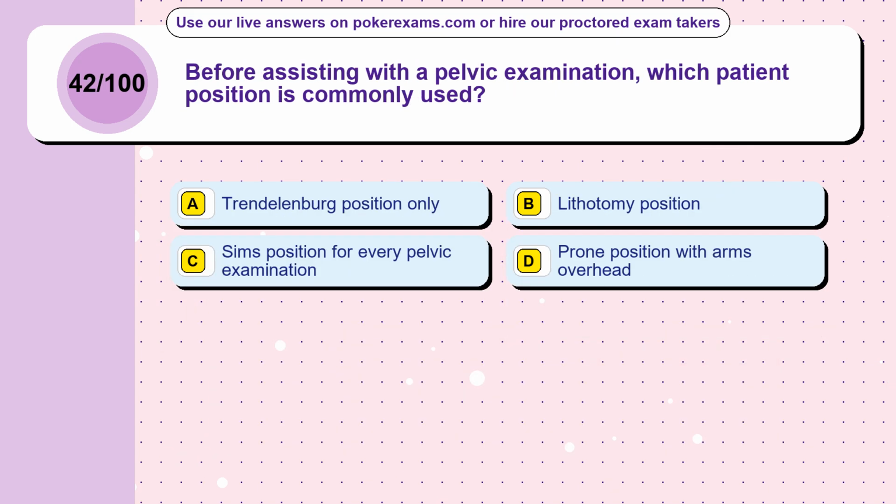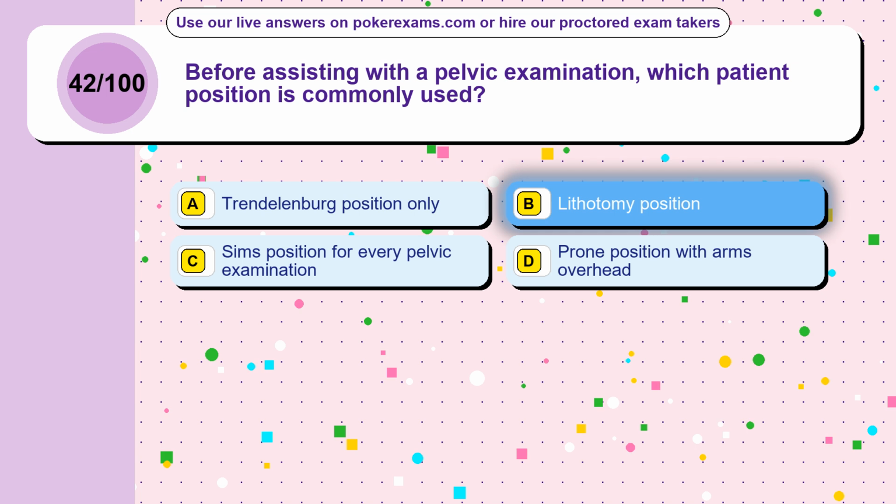Question 42. Before assisting with a pelvic examination, which patient position is commonly used? Option A. Trendelenburg position only. Option B. Lithotomy position. Option C. Sims position for every pelvic examination. Option D. Prone position with arms overhead.